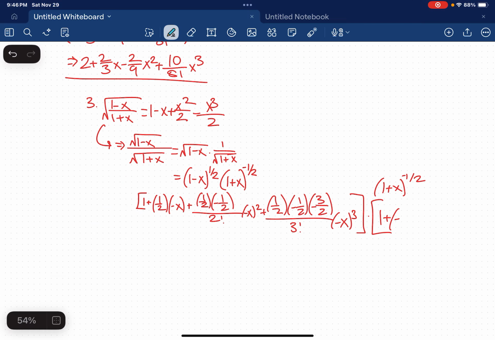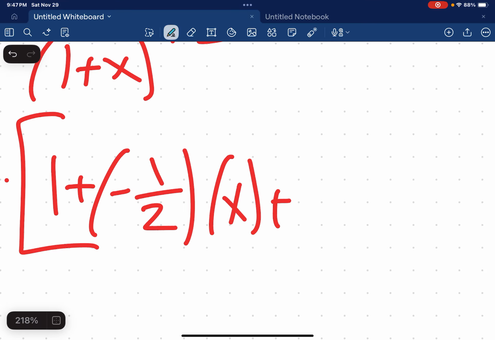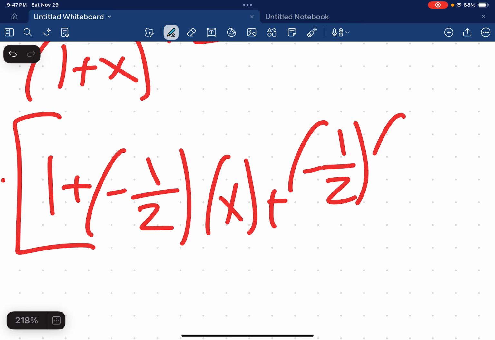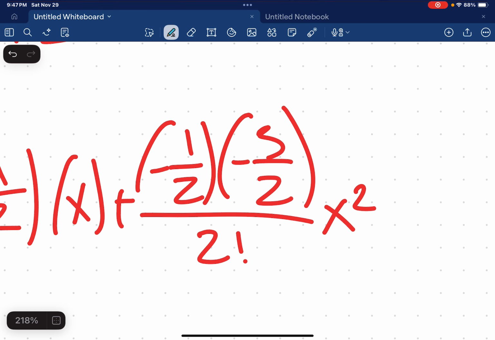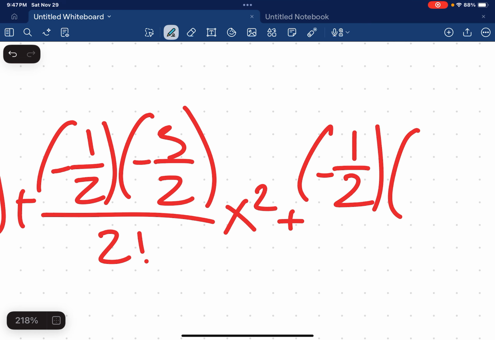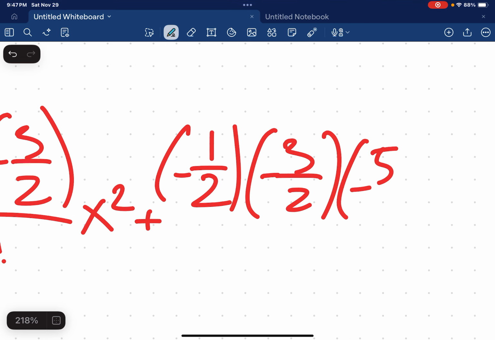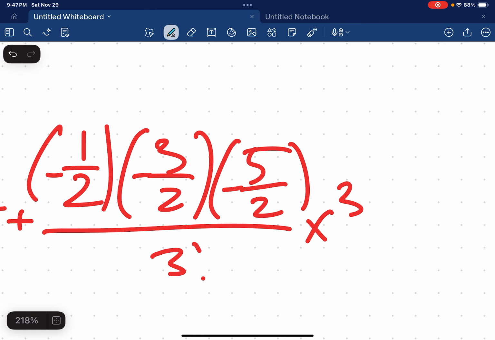Whoa, did I make that 1? Okay, no, I didn't. Negative 1/2 x plus negative 1/2 negative 3/2 over 2 factorial x squared plus negative 1/2 negative 3/2 negative 5/2 divided by 3 factorial x cubed.